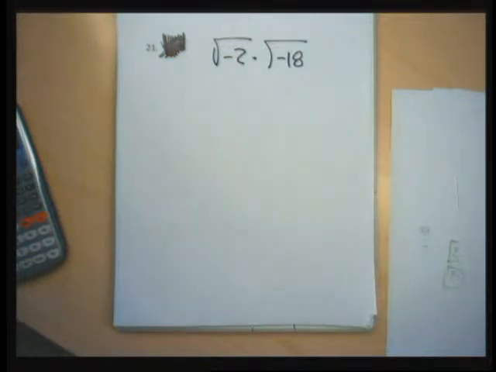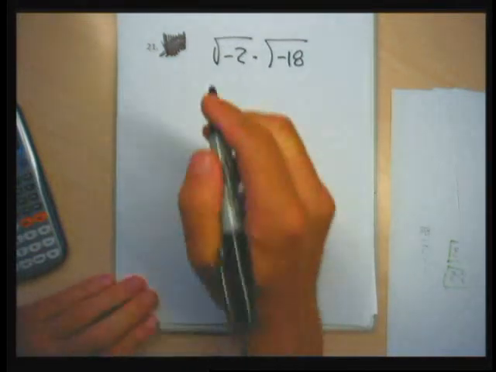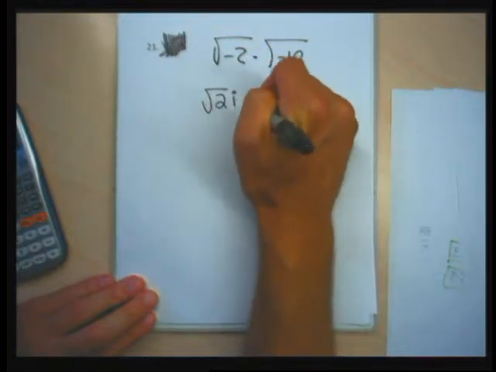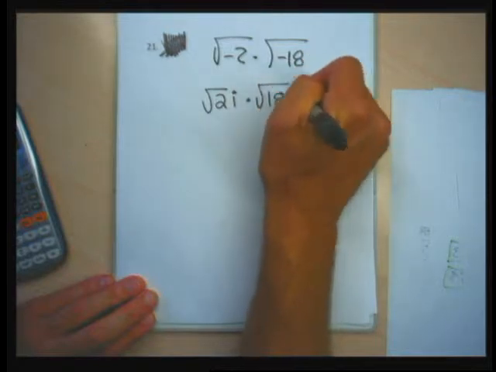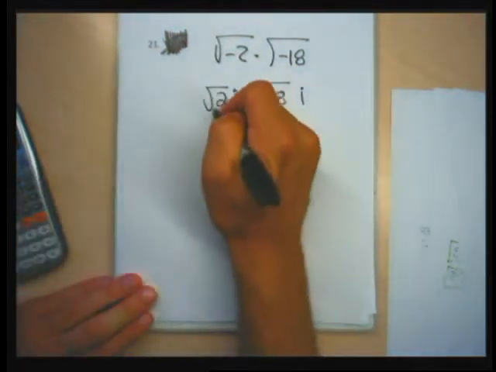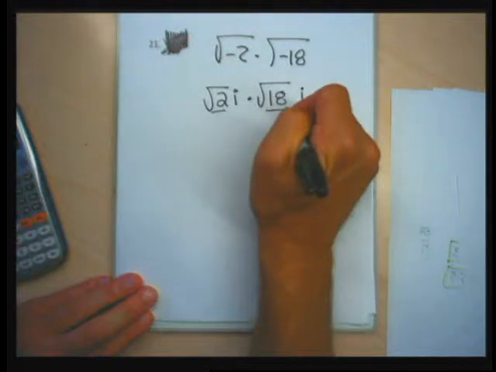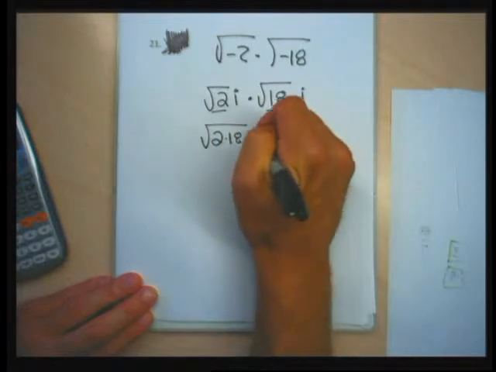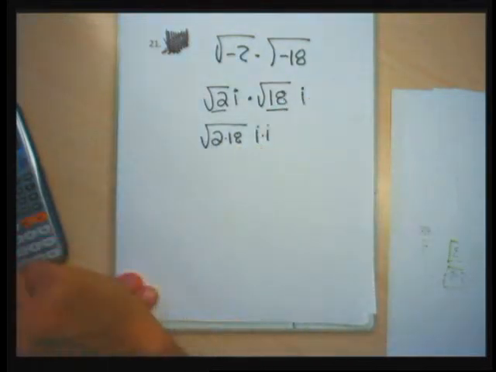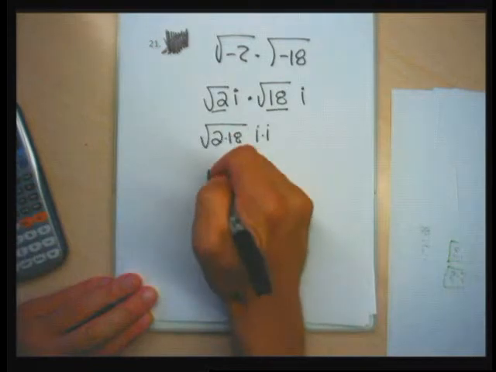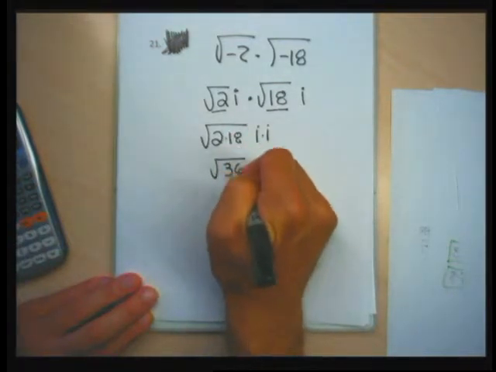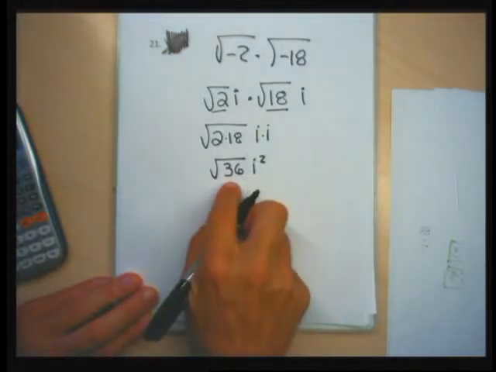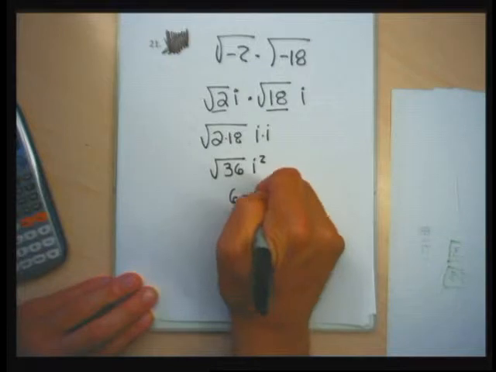If I wanted to do this without my calculator, I need to get the i's first. So this first radical is the square root of 2 times i. The second radical is the square root of 18 times i. Now I multiply under radicals by under radicals and leave those numbers under the radical. So I'm going to multiply 2 times 18 and leave them under the radical. And I'm going to multiply i times i and leave them outside the radical. The 2 times 18 under the radical turns into a 36. The i times i turns into i squared. Square root of 36 I know to be 6. i squared I know to be negative 1.